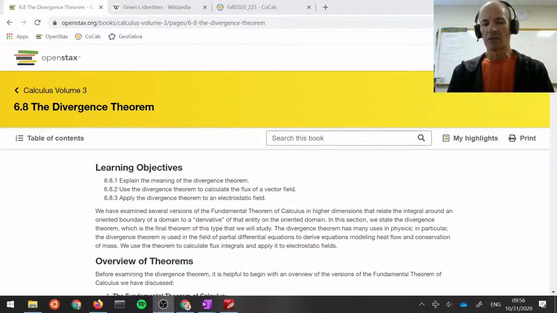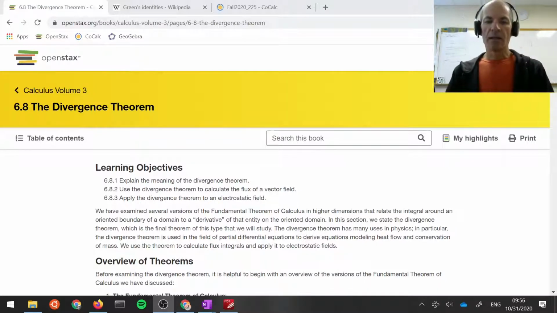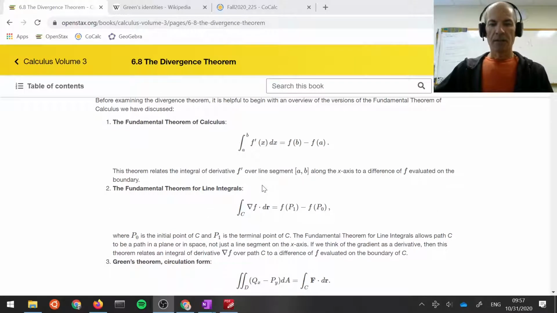You're going to find the divergence theorem is really helpful for taking challenging surface integrals and turning them into relatively simple volume integrals. In this section, the learning objectives are really just to understand the meaning of the divergence theorem, how it works, and then to apply it to compute various integrals that arise in electrostatics and in flux calculations.